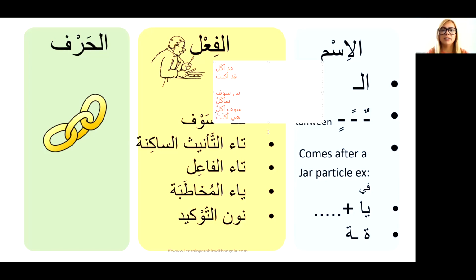We have the silent ta at the end. Ta al-fa'il, which is the pronoun suffix. For example, أكلت, that means أنا أكلت. أنت أكلت. أنتِ أكلتِ, and so on. So the ta at the end is actually a pronoun. That means that's a verb. Ya al-mukhatabah, such as كلي, when we're addressing the feminine in the imperative. كلي, اشربي, drink. So the ya at the end. Nun at-tawkid, we're not going to go into it at this stage.